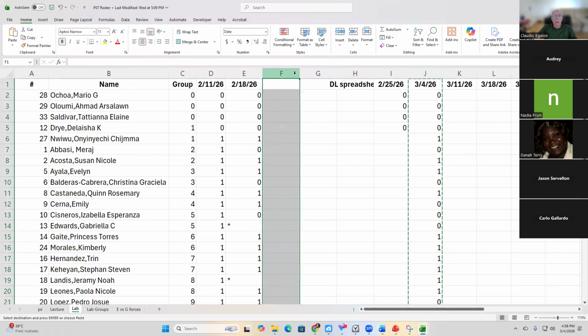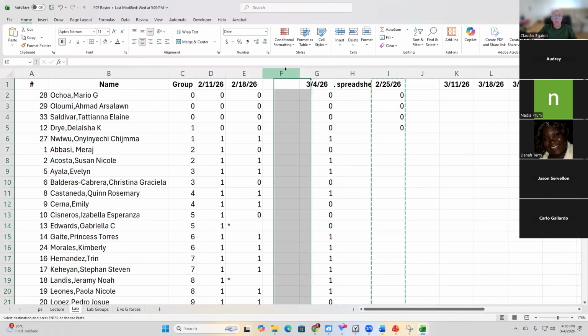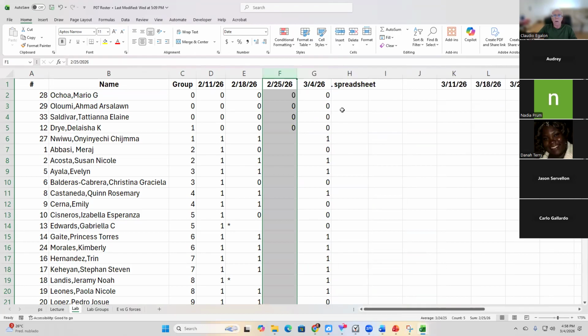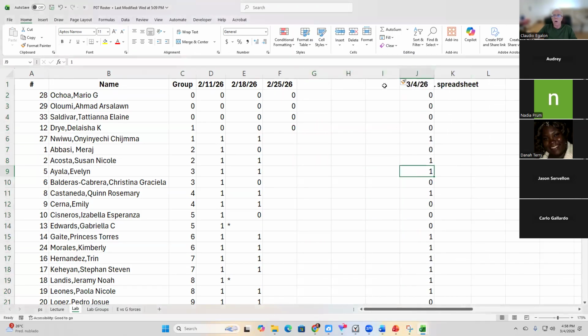This one is going to be right in here. I'll get this one and put it here. Right, I'm going to put some blank columns here.